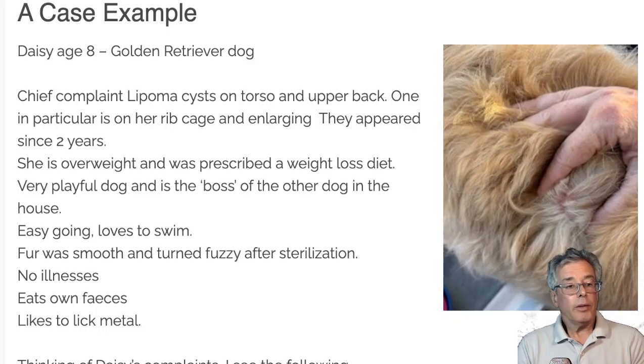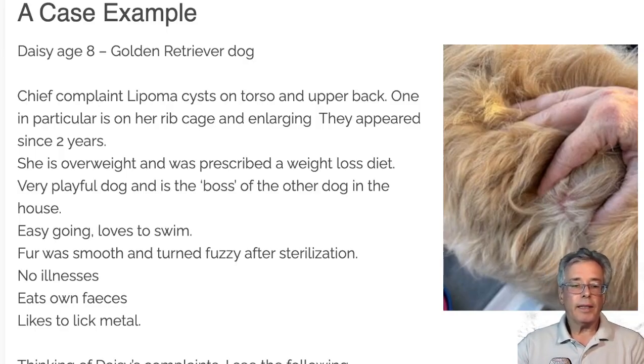And there's not much to know about Daisy. She's a pretty happy dog, but she is overweight and was even prescribed a weight loss diet. She's very playful and is the boss of the other dog in the house. She's easygoing, loves to swim. Her fur was smooth and turned fuzzy after her sterilization. She's had no major illnesses, excepting that she has some characteristics that are unique to her. She eats her own feces and likes to lick metal.